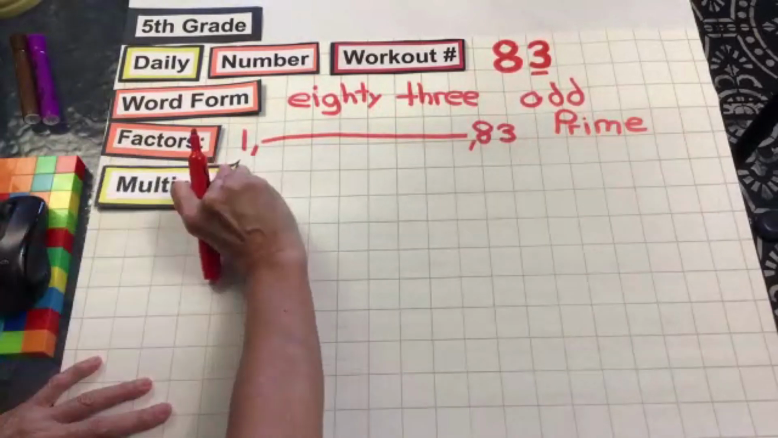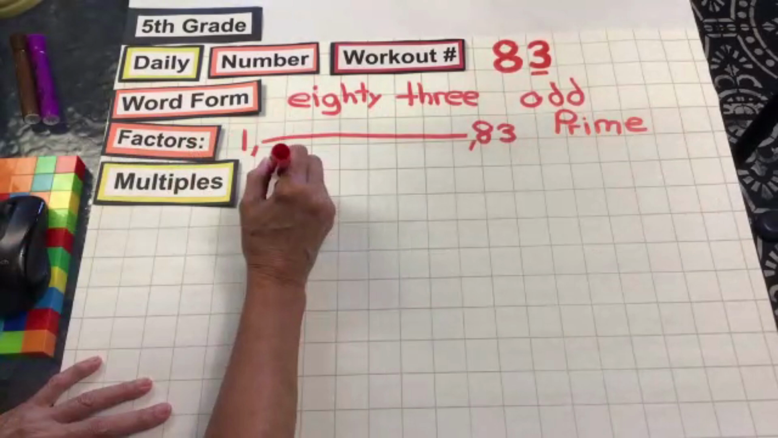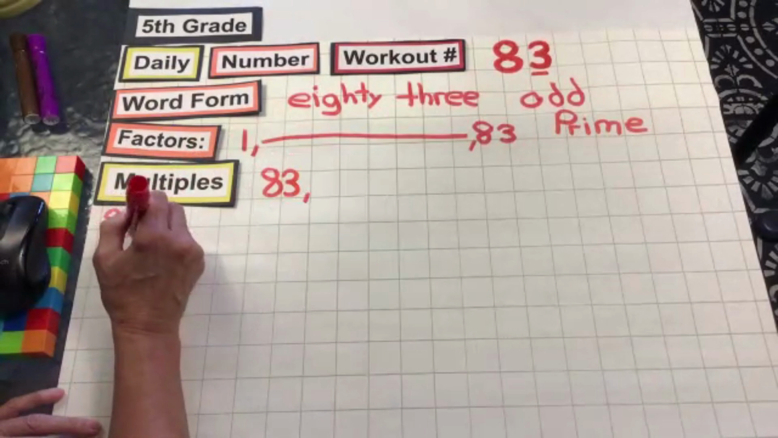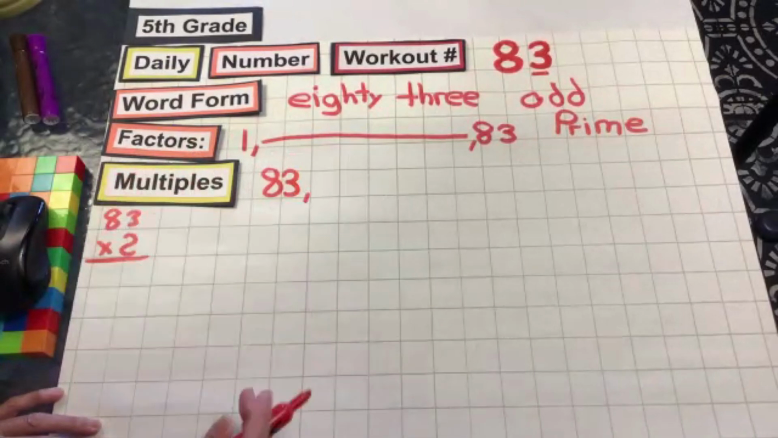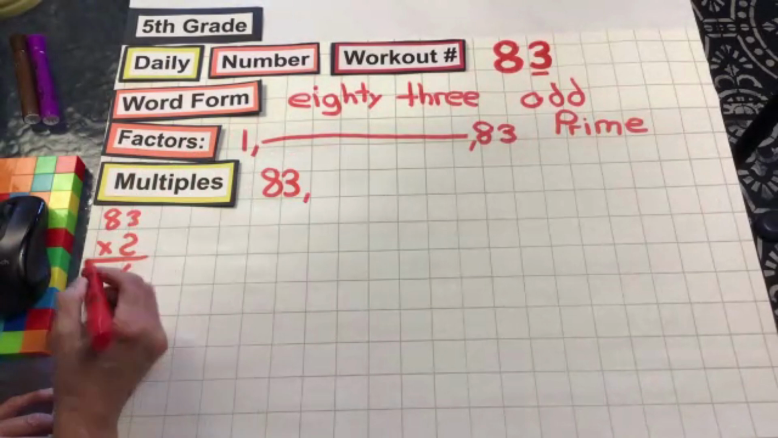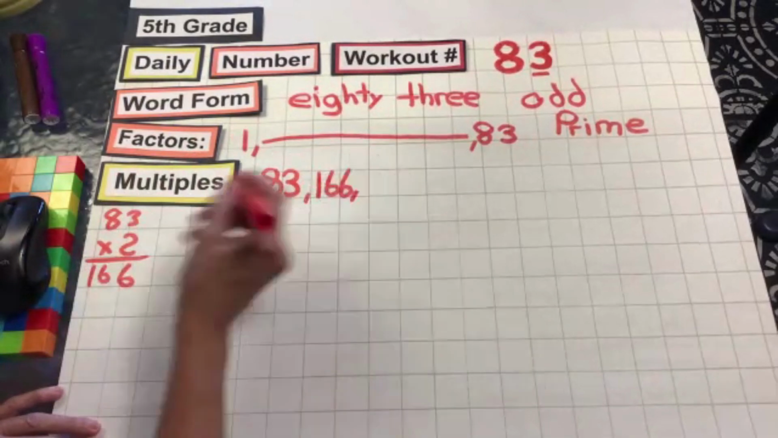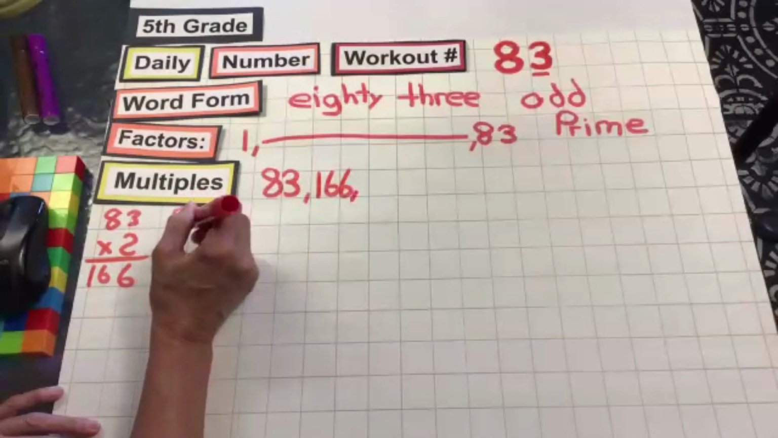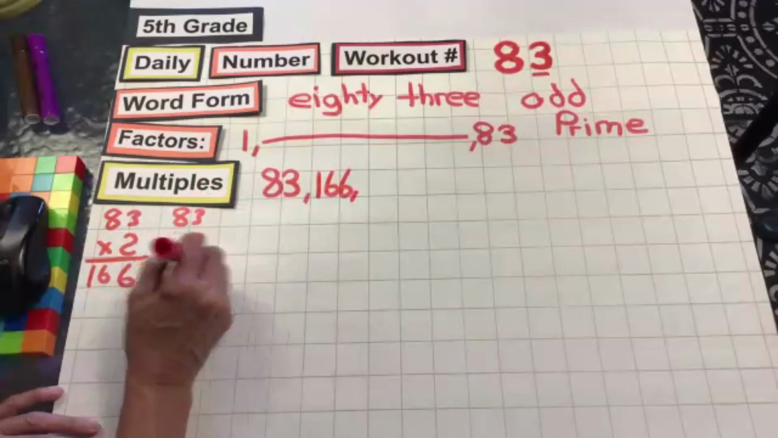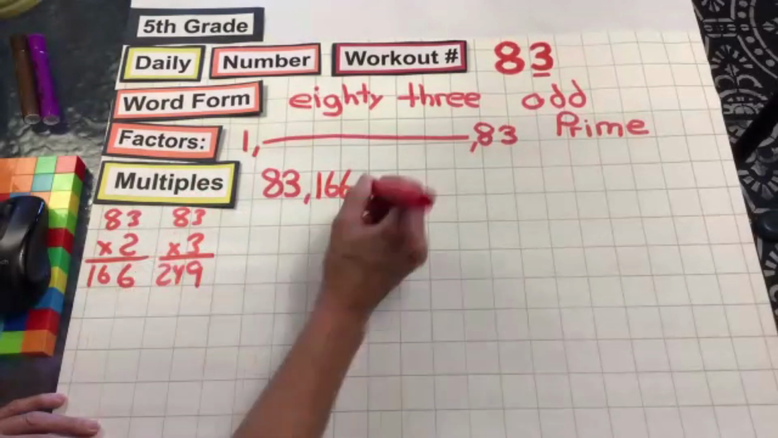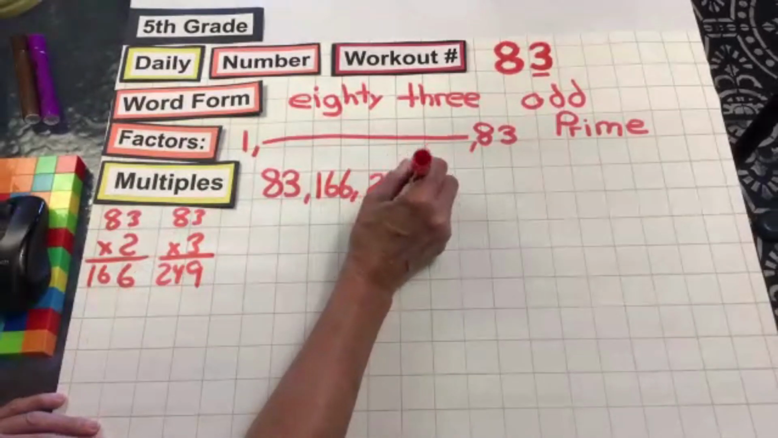All right, let's do our multiples. First one is 83 times 1 is 83. Let's do 83 times 2. 2 times 3 is 6. 2 times 8 is 16. So we have 166. 83 times 3. 3 times 3 is 9. 3 times 8 is 24. So we have 249.